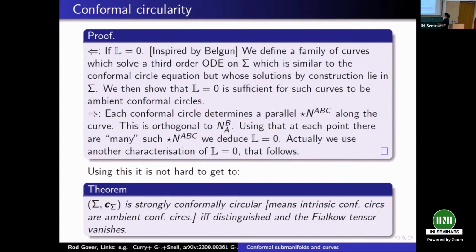Anyway, I won't give the proof of this, but it's not hard to show that the submanifold is strongly conformally circular exactly if L equals 0 and the S is 0. In other words, the Fialkov also vanishes. So strongly conformally circular means that the conformal circles of the intrinsic geometry here exactly agree with the conformal circles of the ambient geometry. So there are the 2 different notions.